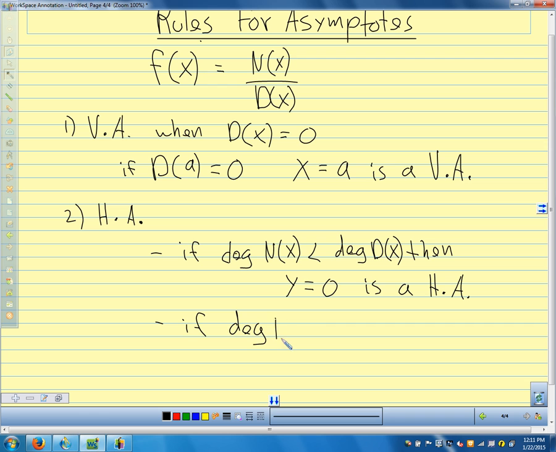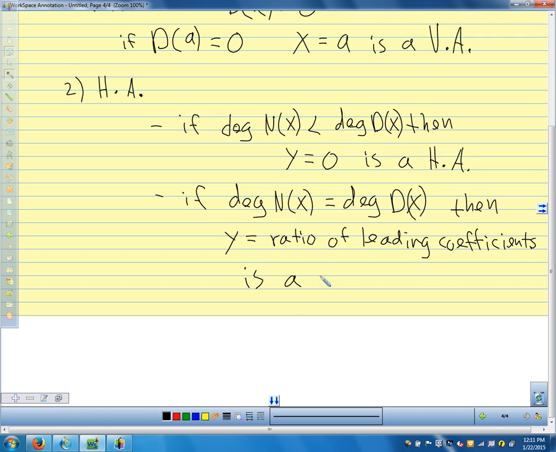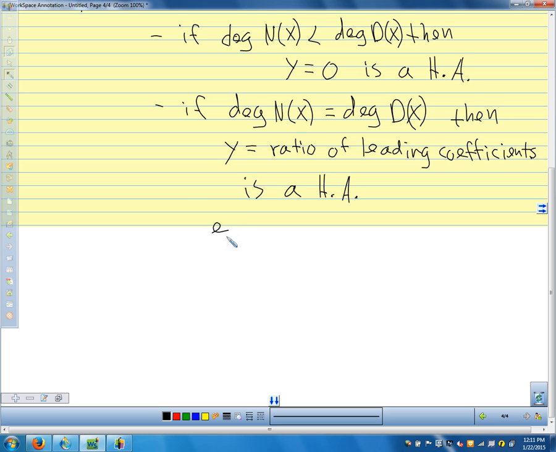If our degrees are the same, and what I'm going to write next sounds more complicated than it is, then y equals the ratio of leading coefficients is a horizontal asymptote. And we'll take a look at what we mean by that. It's really easy to figure out. Let's say we have f of x equals 3x to the third minus 2x squared plus 5 over 8x to the third minus 2x squared plus x minus 9.